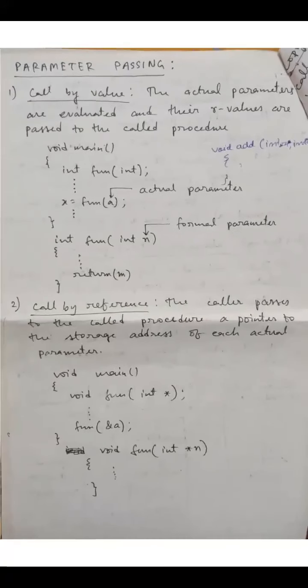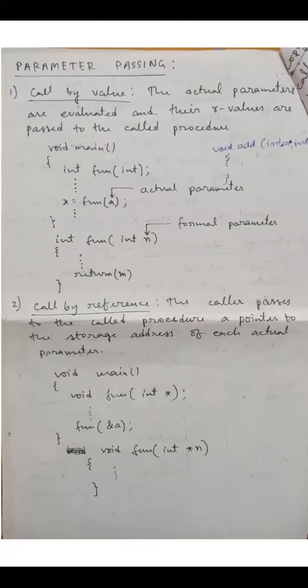Next, parameter passing. I think this thing we have already done. There are different types of parameter passing. We know call by value and call by reference. I think all of you know it. Do you know what call by value and call by reference, or call by address, is?